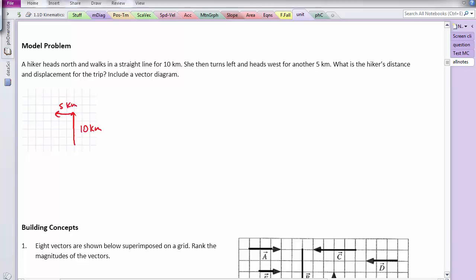Okay. What is the hiker's distance? Well, the distance is 10 plus 5, which is 15 kilometers. But the displacement is the resultant from the initial position to the final position. Okay, so this is the displacement vector. And how do we find that? Well, displacement is equal to the square root of 10 squared plus 5 squared. And that's equal to, if you do this on your calculator, 5 squared plus 10 squared and square root of that.